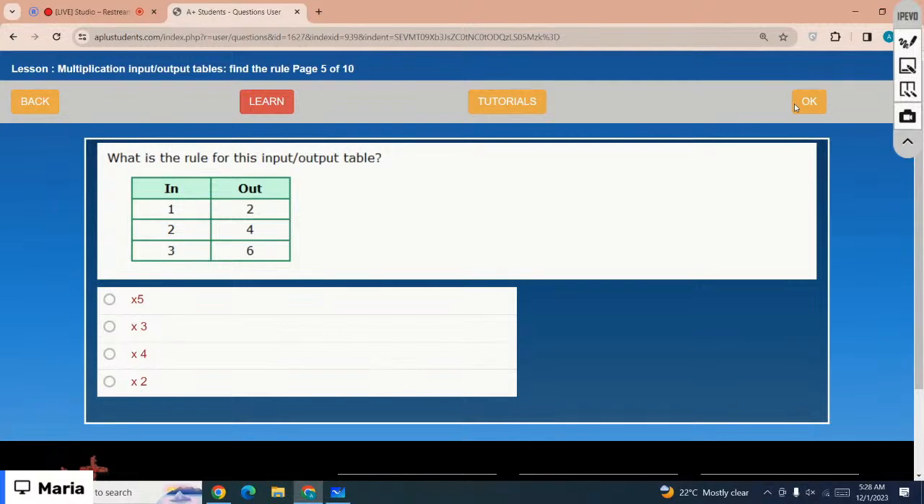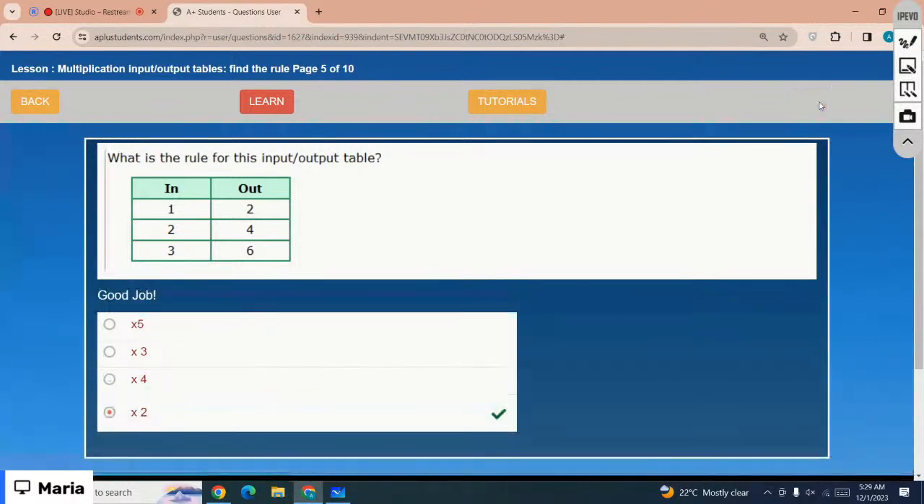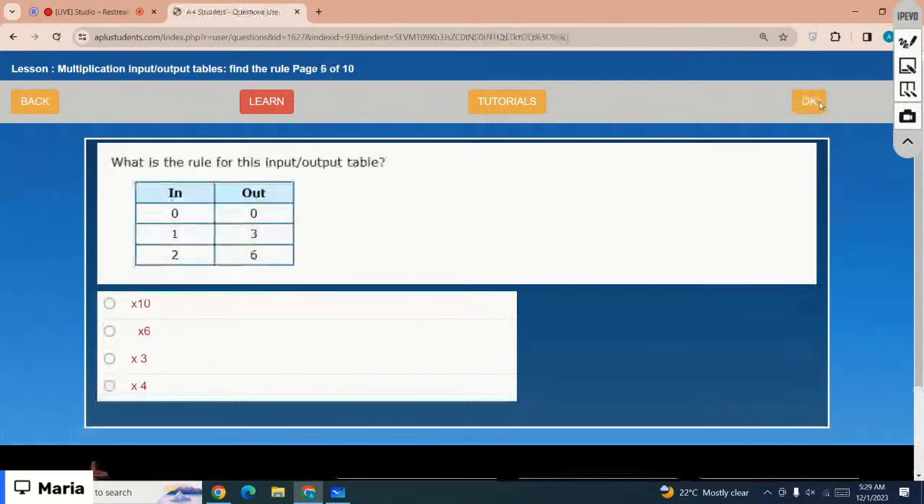Yes, each value is multiplied by 2 to calculate the output value. Very good. The correct option is 2. What is the rule for this input output table? Which is the correct option?